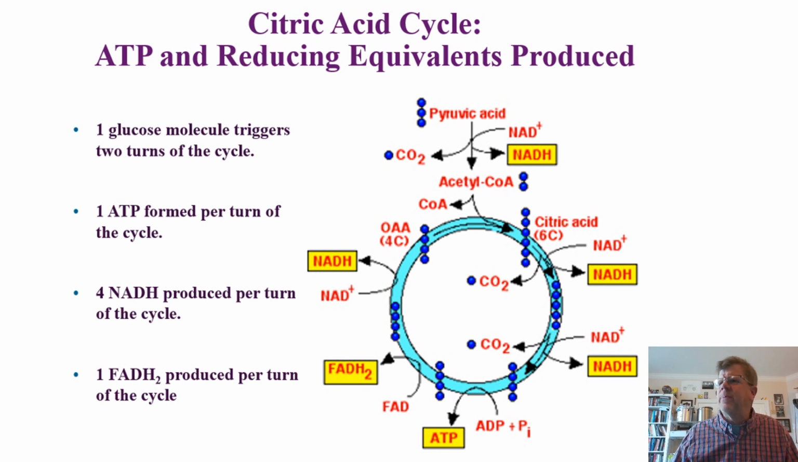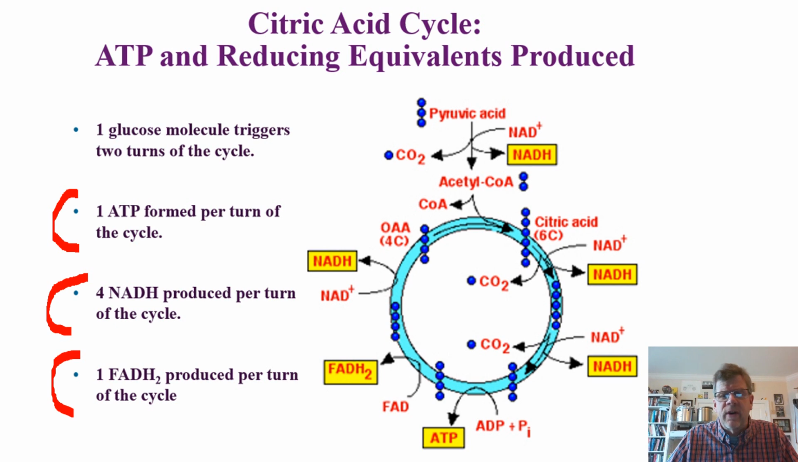So, how many ATP can we expect from a molecule of glucose? And we'll do that calculation presently. But adding all of these up from pyruvate, we produce 1 ATP directly, a total of 4 NADH per 1 turn of the citric acid cycle, and 1 FADH2 per 1 turn of the citric acid cycle.